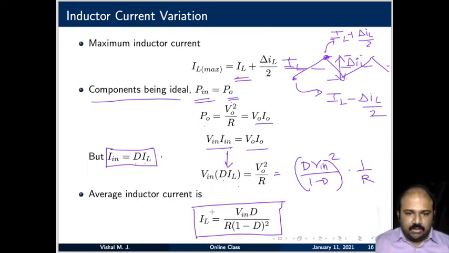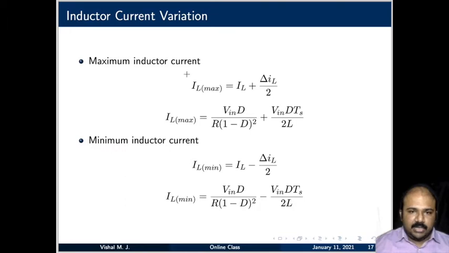Now, we have found out the average inductor current. Ripple we have already calculated. Just substitute and find out the IL max and IL min. So, IL max is average inductor current plus half the ripple. Average inductor current is this much, plus ripple is V in dTs by L. Half of it, a 2 also will come in the denominator.